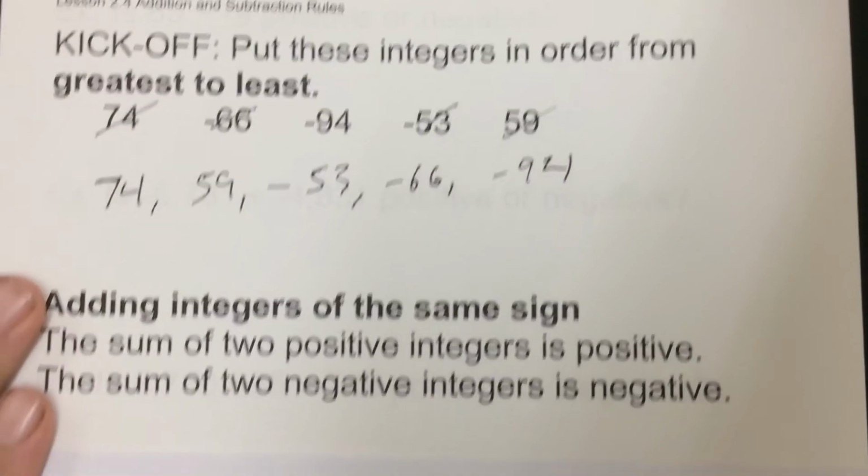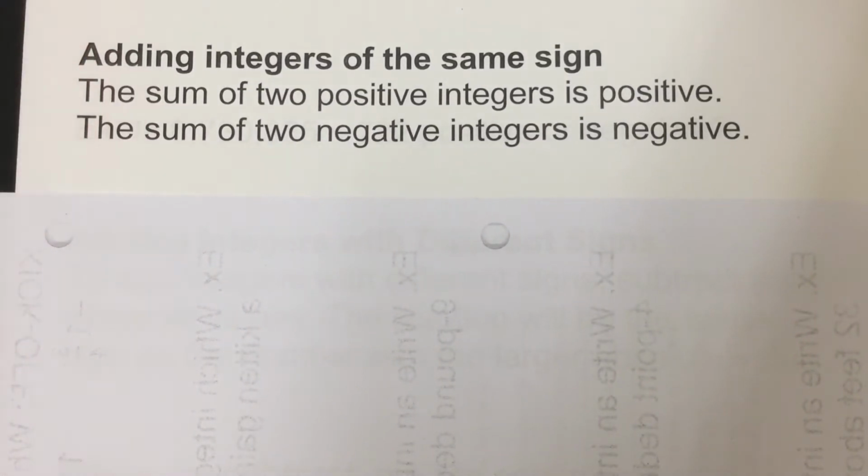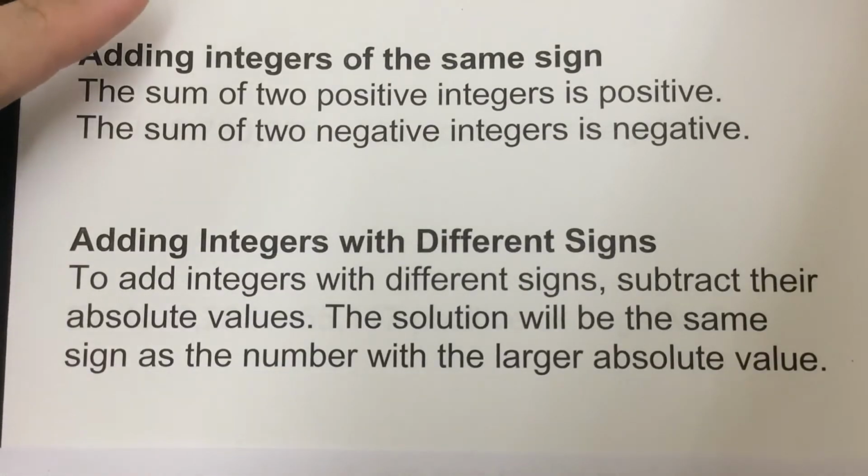So when it comes to now adding and subtracting integers, when they're the same sign, it's going to be whatever the sign they are. So if they're both positive, then its sum will be positive. If they're both negative, their sum will be negative. When it comes to adding with different signs, you're really just going to subtract them, and then the bigger number, or the number that was negative.